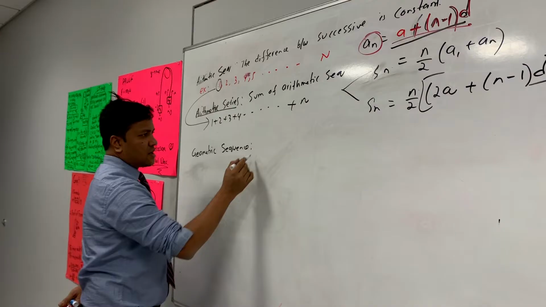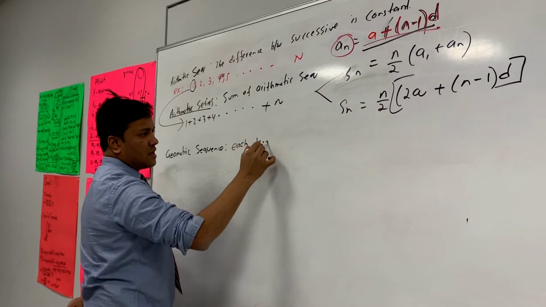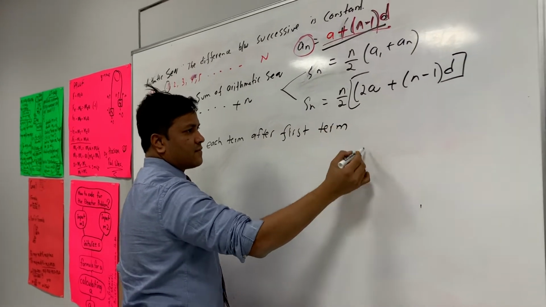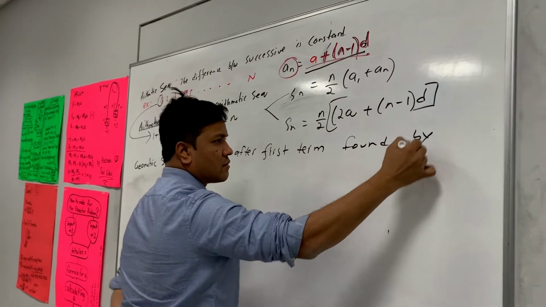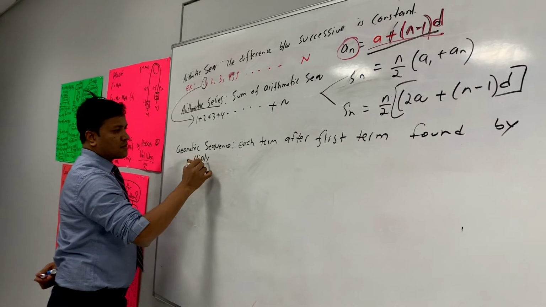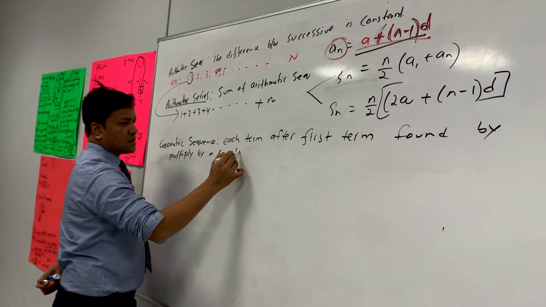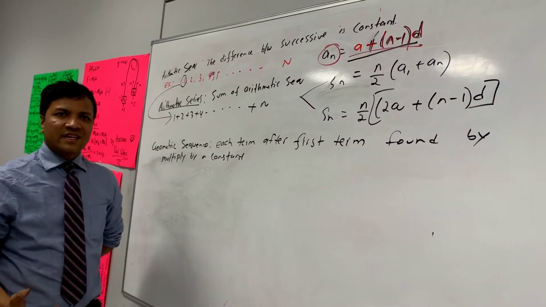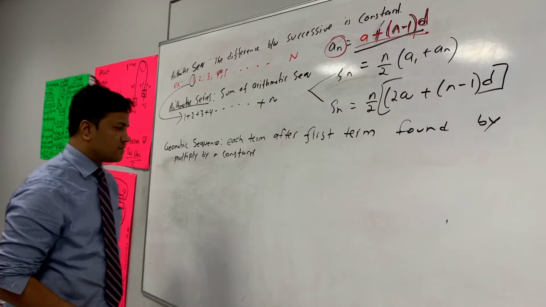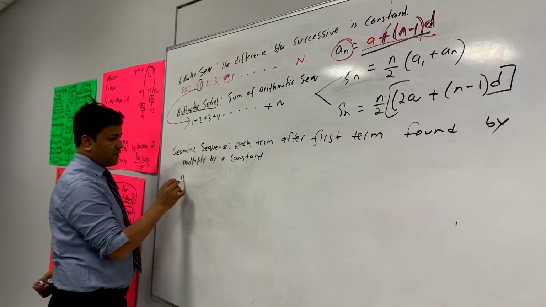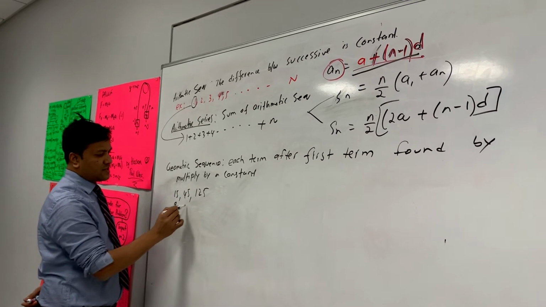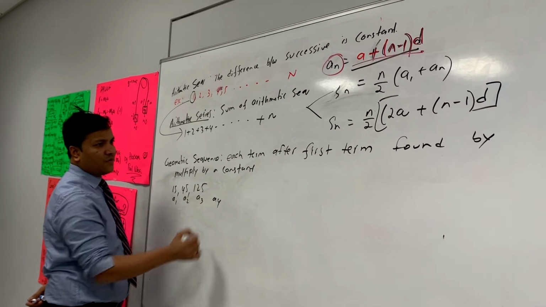In a geometric sequence, after the first term, each term is found by multiplying by a constant. What am I talking about? For an example, let's consider this example: 5, 15, 45, 135. Okay, so this is A1, this is A2, this is A3, and A4 we don't know.